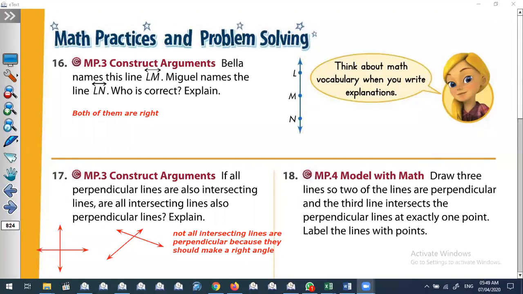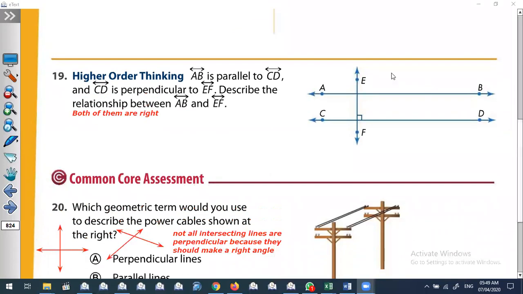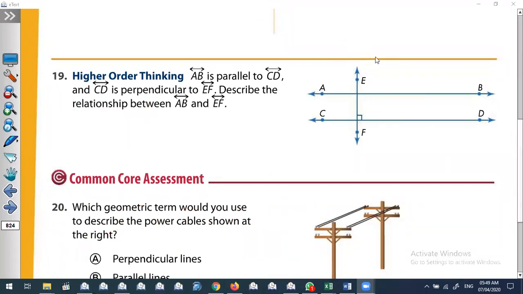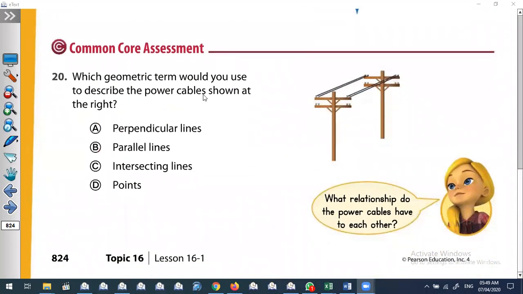The next exercise. Which geometric term would you use to describe the power cables shown at the right? The power cable, this cable, and also this cable, this one and this one, are called, yes, parallel lines. Parallel lines.